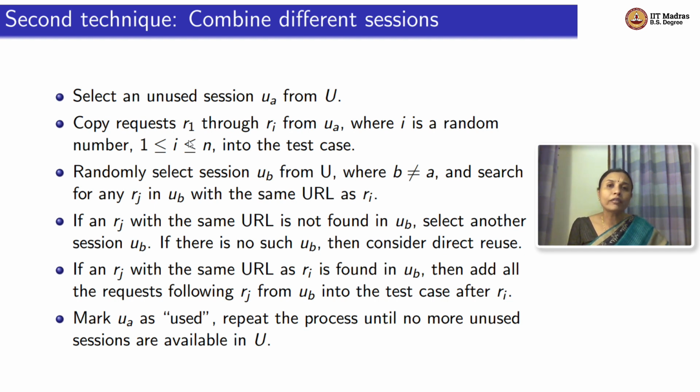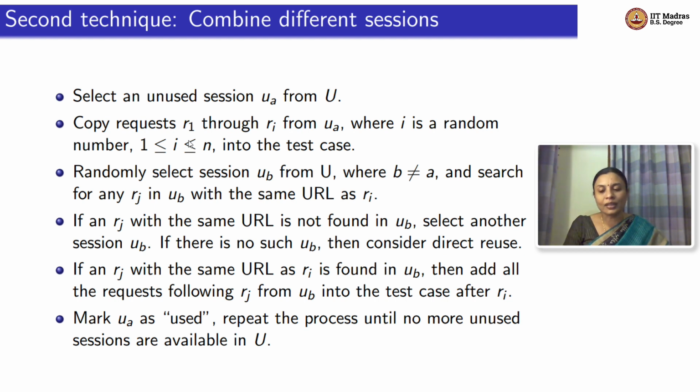Suppose you can't find another UB that has a matching Ri, then for the rest of it, you just treat it like a random replay of some other use case. Is this clear? Combining different user sessions is basically a simple idea. Take a first unused user session, take some part of it, and at the point where this user session ends, take another user session that has the same common part with it, and for the latter half, use the part from the second user session. This is one way of combining different user sessions.